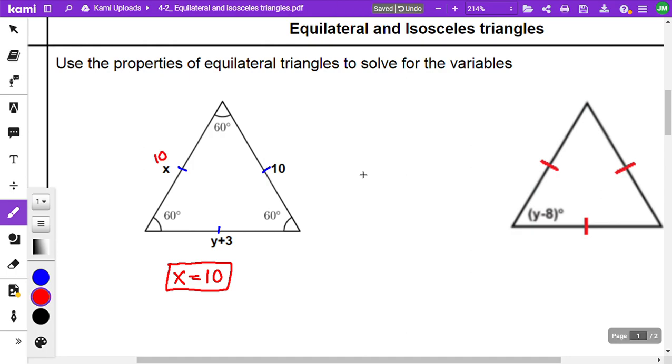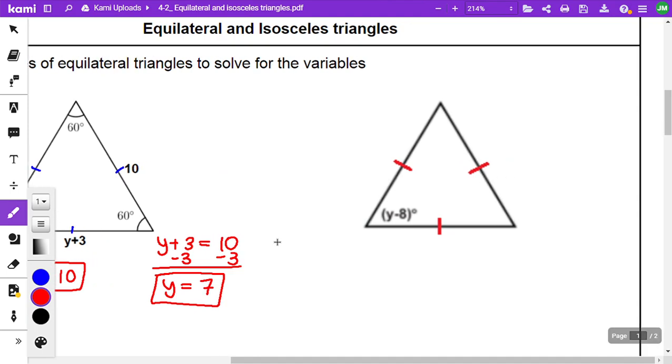Okay? And so, in order to find y, we can set this equal to 10 or this equal to 10. It doesn't matter. We'll be able to solve for the y variable after that. So if you do y plus 3 is equal to 10, it's a one-step equation. We can subtract 3 on both sides, and y comes out to be 7. Alright, so there you have it. x is equal to 10, and y is equal to 7. So that's what happens when we apply this to the sides, congruent sides.